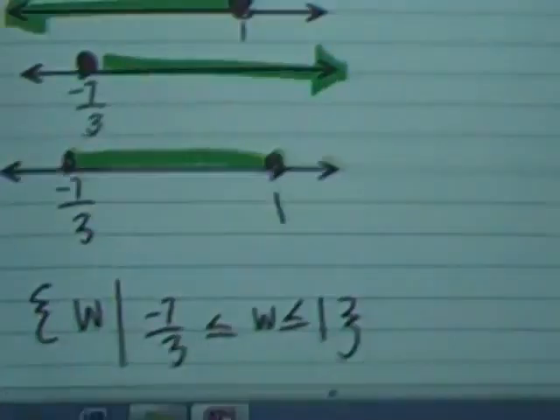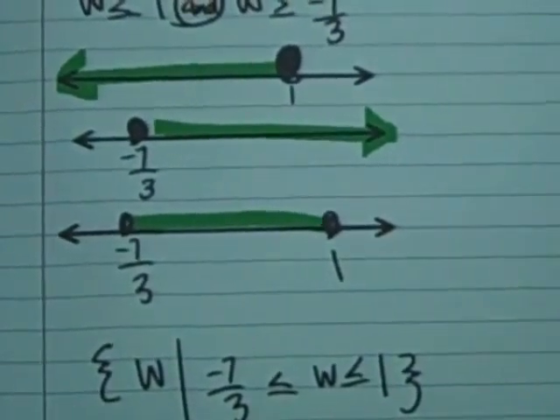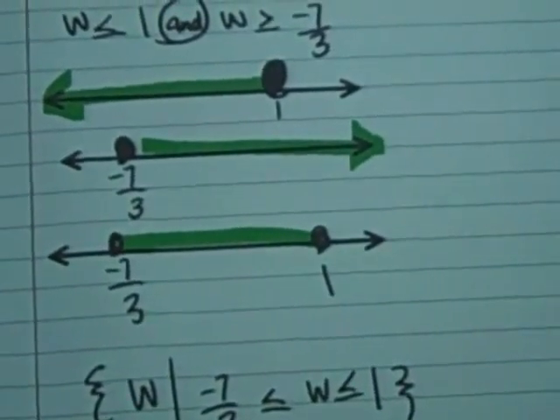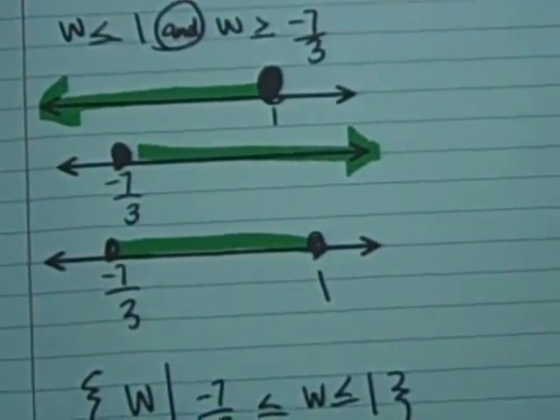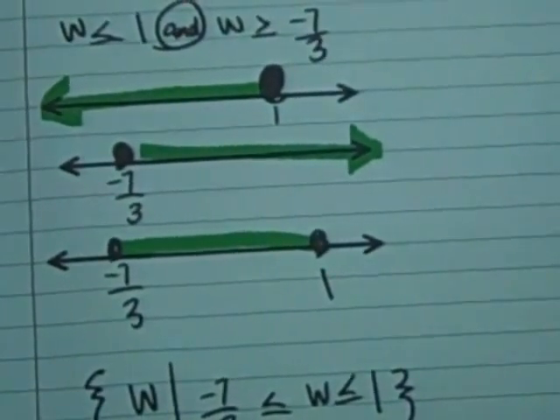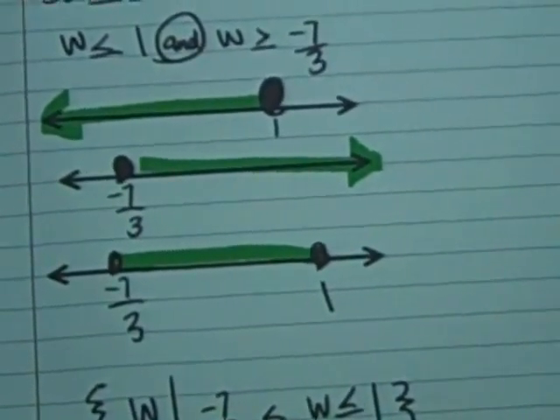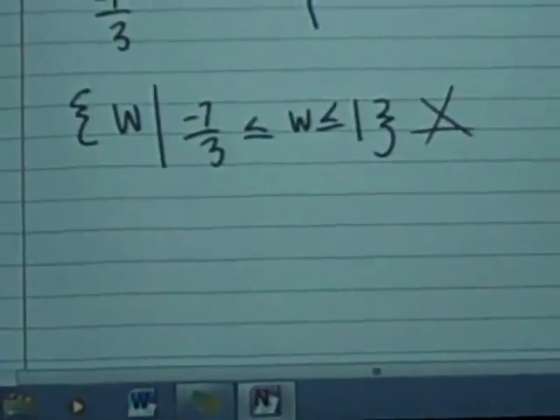From that, we can conclude that w is greater than or equal to -7/3 and that w is less than or equal to 1. And there is the solution set right here.